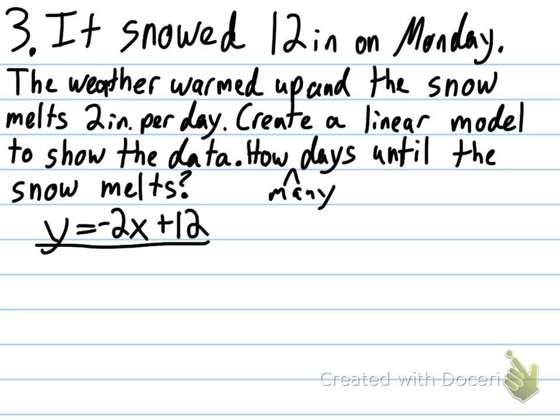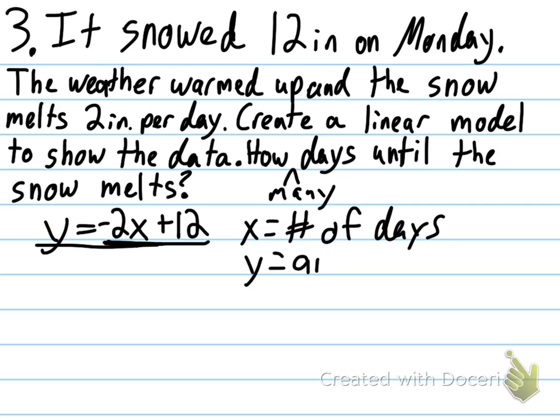So one way we could do this is we could graph it, or we could solve for our days of snow melting. And it looks here like x is the number of days. The way we have it set up, x equals our number of days, and y equals our amount of snow. So on the first day, there's 12 inches of snow. On the second day, there's so many.